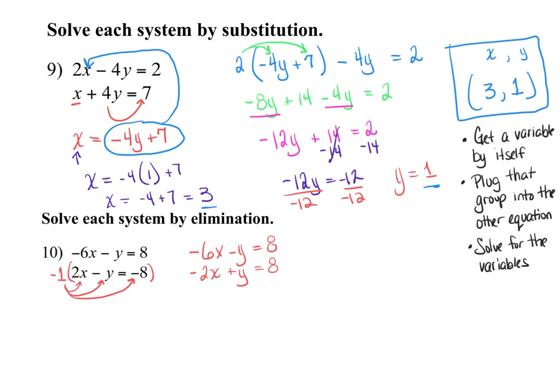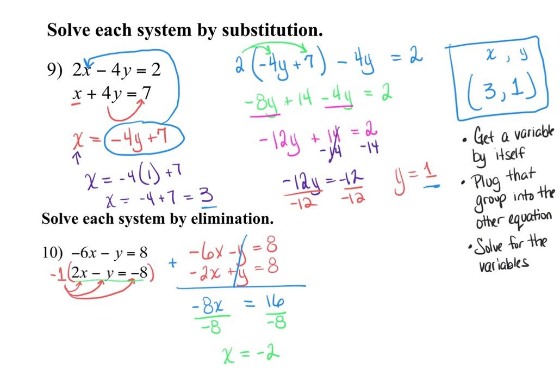And now you can see I have one of my variables that has a positive and negative of the same number. So now I'm just going to add these two equations together. -6x plus -2x is -8x. Y plus y zeroes out, which is what I want to happen. +8 plus +8 is 16. Now I need to solve for my x. Divide both sides by -8. X equals -2. Remember, I'm not done until I have both variables.